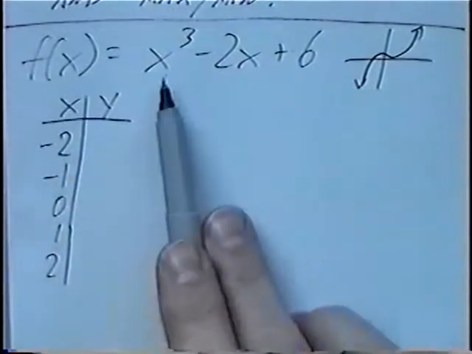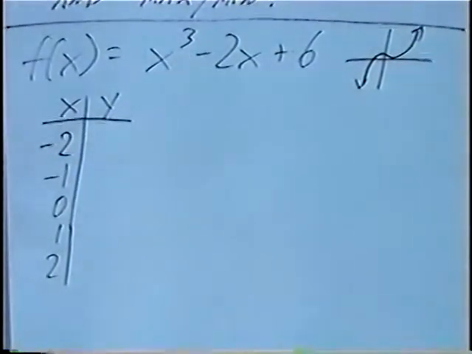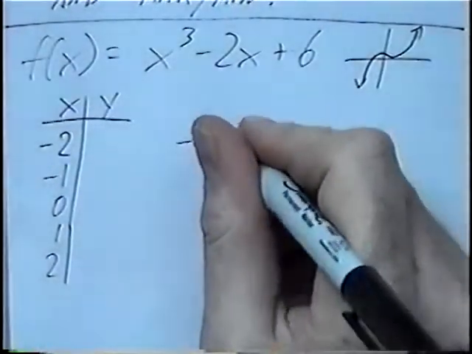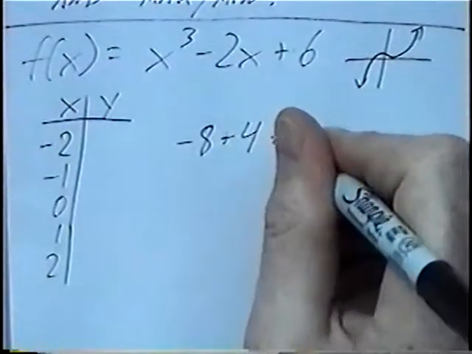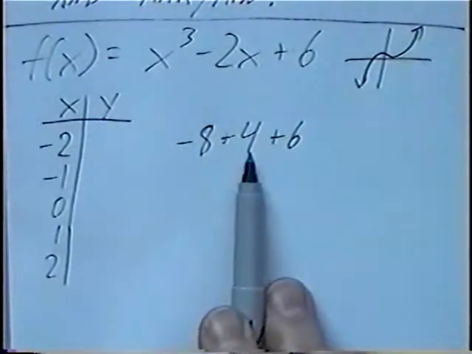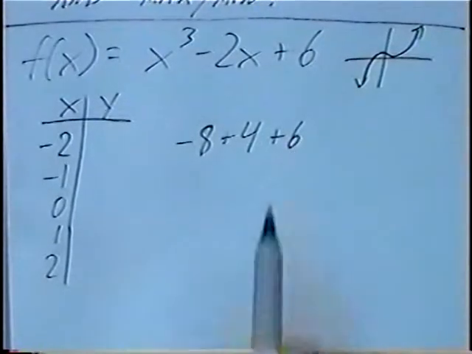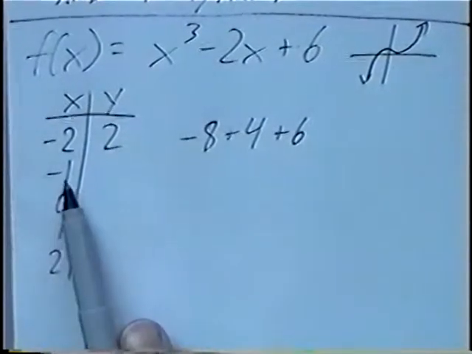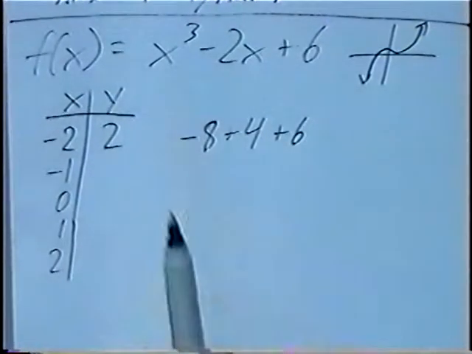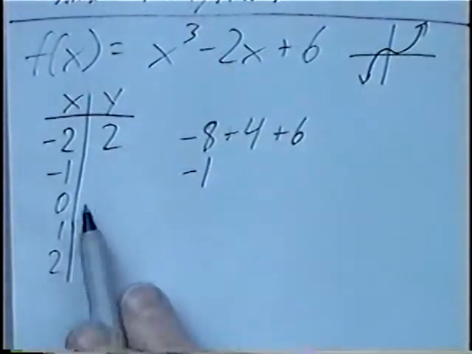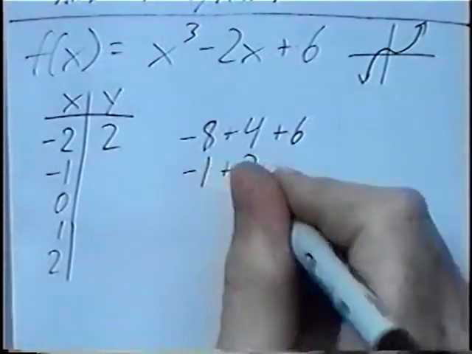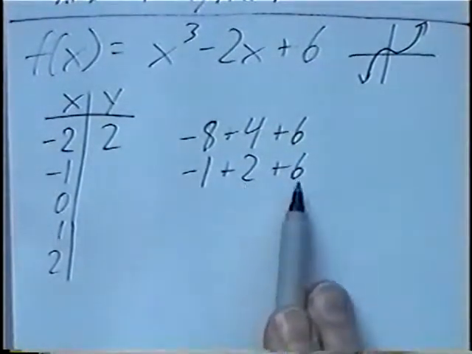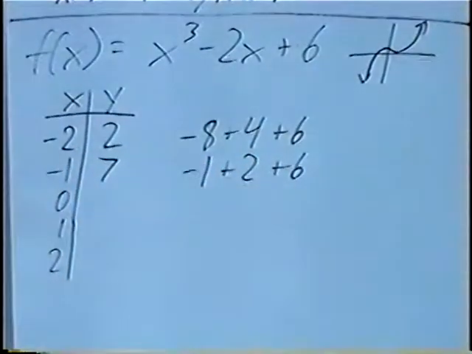Starting with -2, if you plug a -2 into the expression, -2 cubed would be -8. -2 times -2 would be +4, and adding 6 to that, we'll have -8 plus 4, which is a -4, plus 6 would be a +2. So our first value would be 2. Repeating for the next 4 values, -1 cubed would be -1. -1 times -2 would be +2, and plus 6. -1 plus 2 would be 1, plus 6 would be 7.